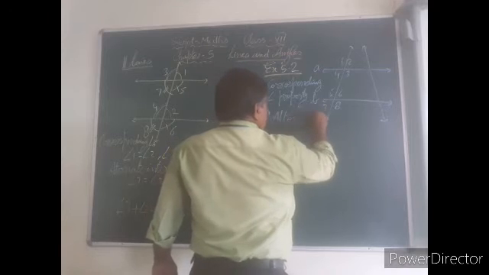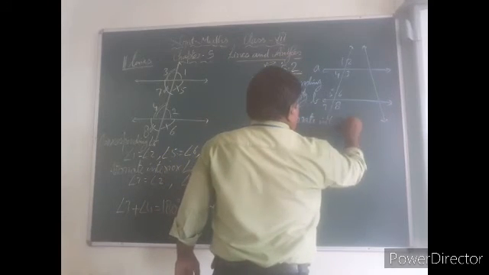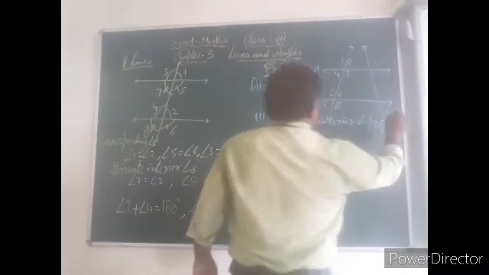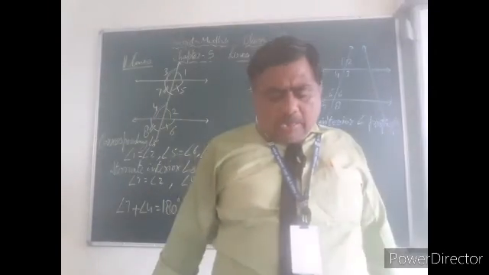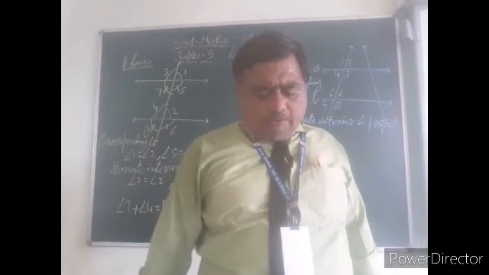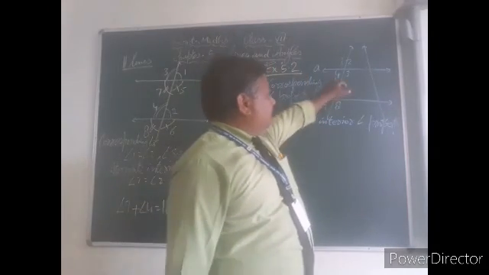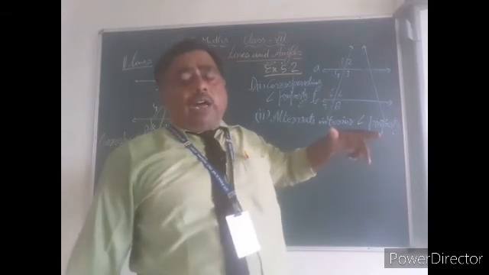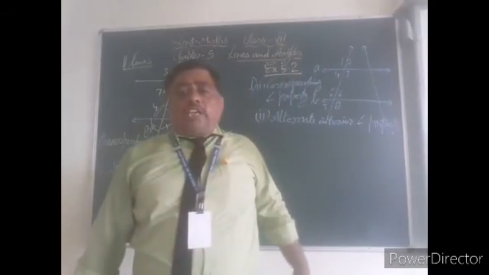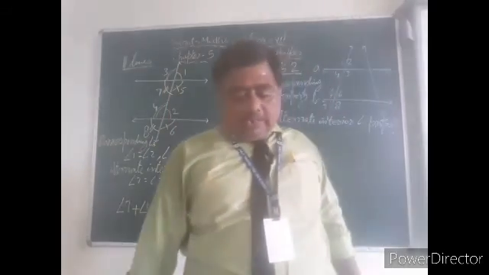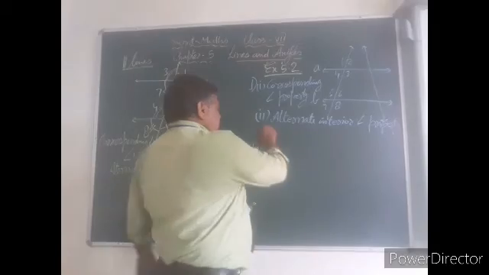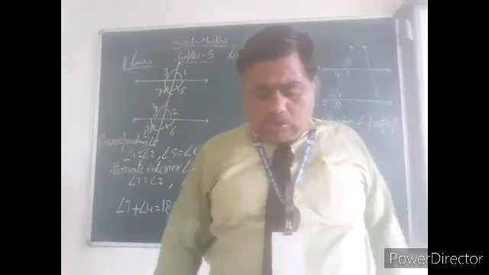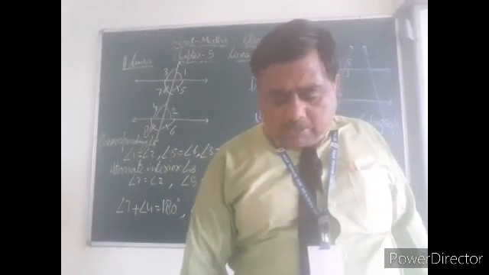Now if angle 4 plus angle 5 is equal to 180 degree, the sum of the interior angles on the same side is 180 degree, then A parallel to B. Yes. So question number 2.